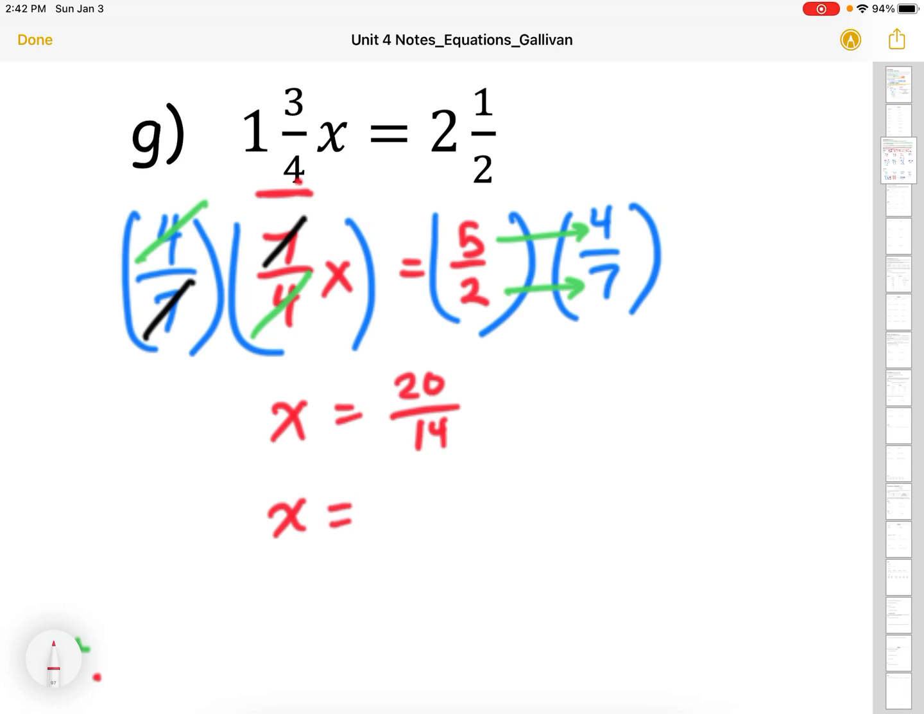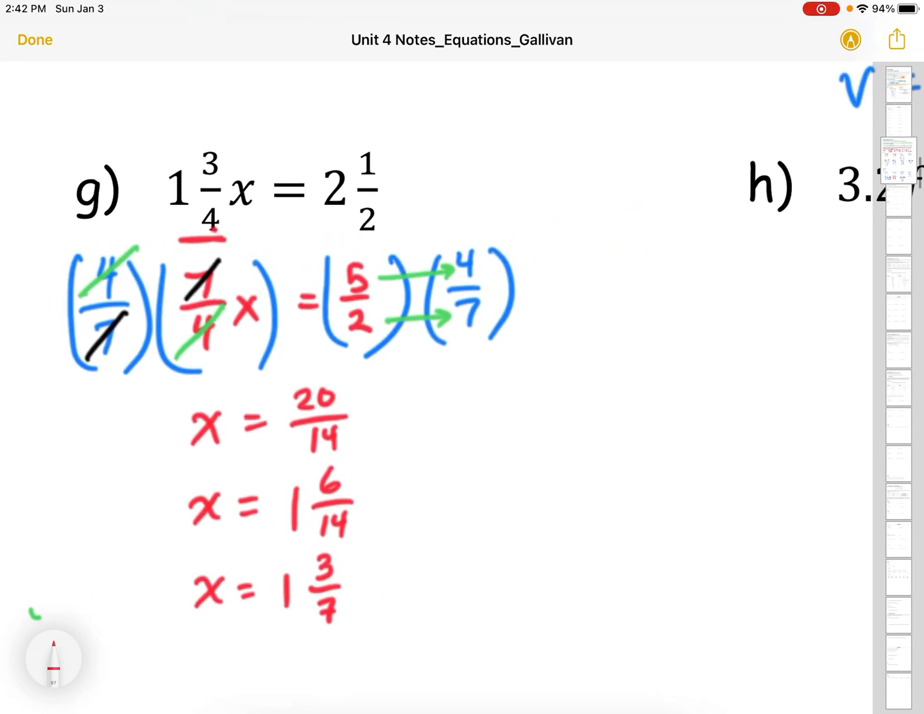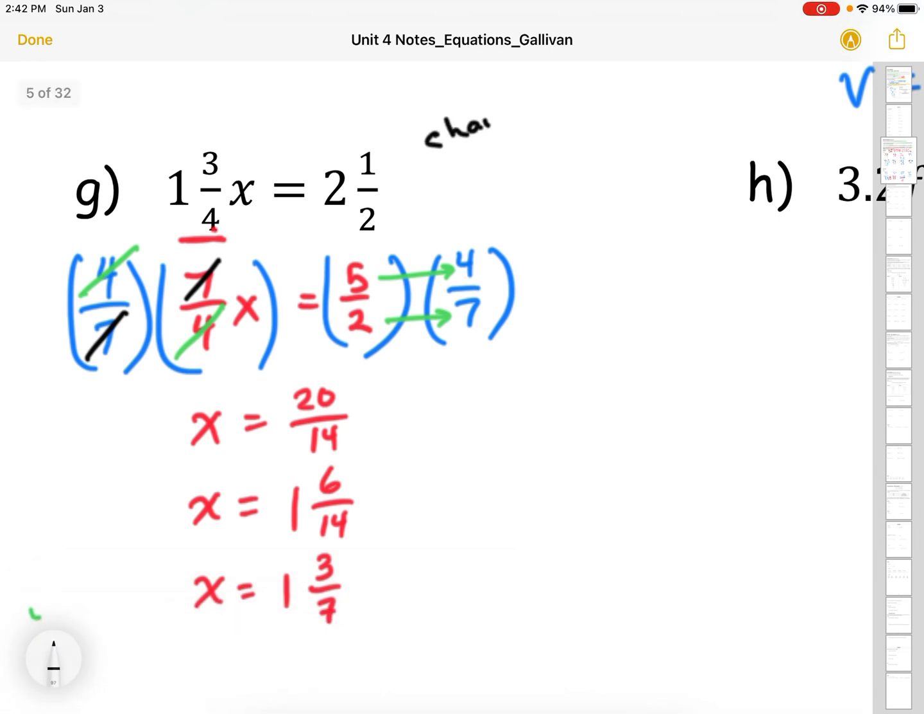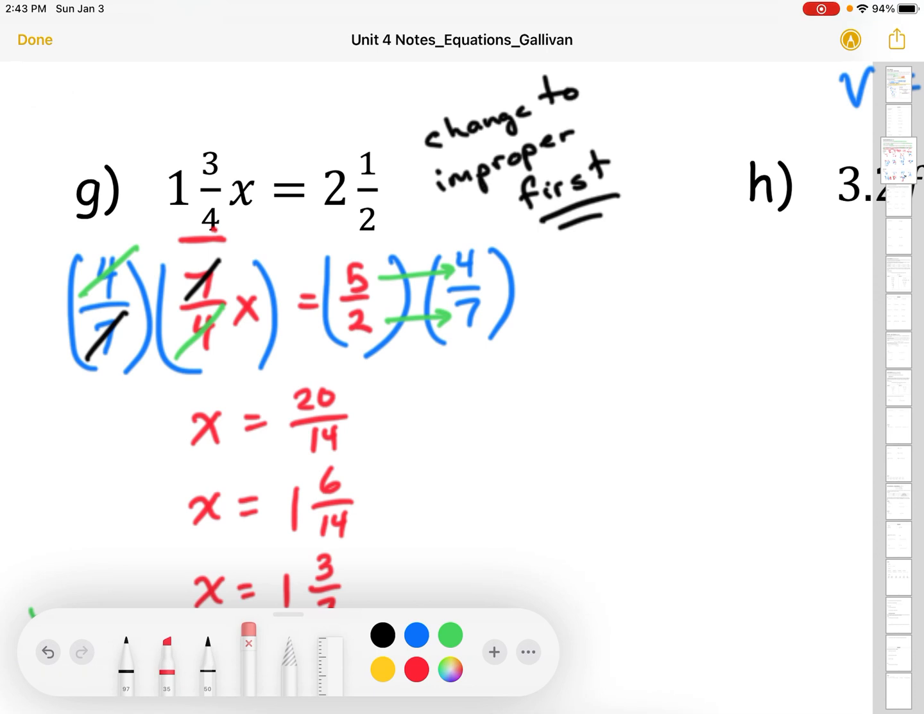Now we've got an improper fraction. 14 goes into 20 once, and there are 6 left over. Now I can still reduce this because 6 and 14 can both be divided by 2. So it would be 1 3/7. Now, you'll notice in this one, and you'll probably notice when you're doing it, that you wanted to change to improper first, so you could do those operations. So just make sure you do the fraction operations.